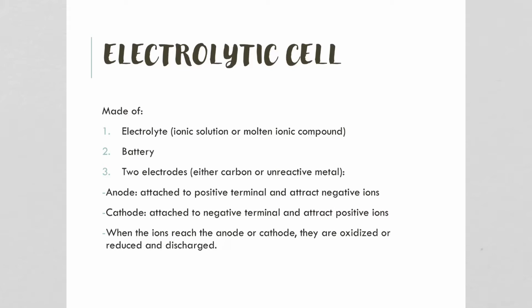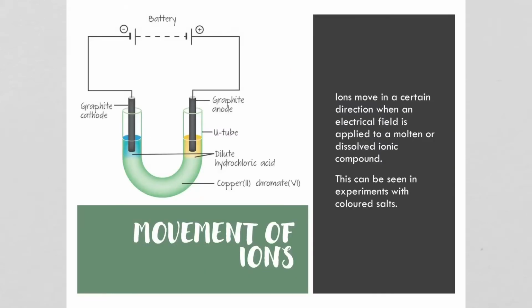When the ions reach the anode or the cathode, they'll either be oxidized or reduced and then discharged. The ions move in a certain direction when an electrical field is applied to a molten or dissolved ionic compound. You can actually see this in experiments where you use colored salts. We're going to use copper(II) chromate(VI), and it will change color in the presence of the graphite cathode or the graphite anode, because the copper(II) ions will move to one and the chromate ions will congregate in the other, which will change the color in the presence of the hydrochloric acid.